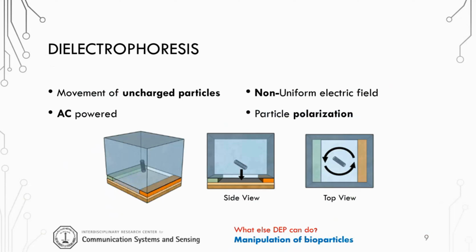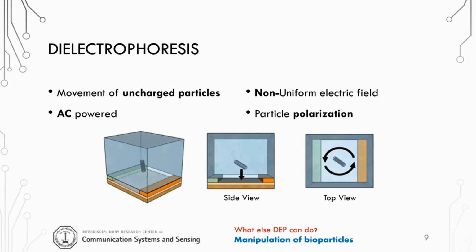Okay, so the fourth force is dielectrophoresis. This one is also different from the previous forces, in that the particle that will move is uncharged, which makes this one the best compared to the previous ones, which means you don't need to do any treatment. So if you need to move some particle, no need to do any treatment, because even if the particles are uncharged, you still can manipulate them.